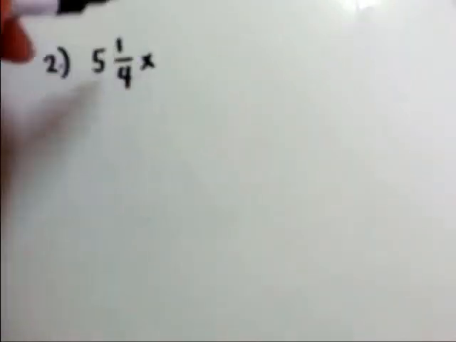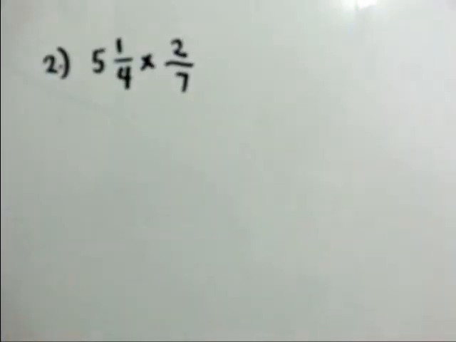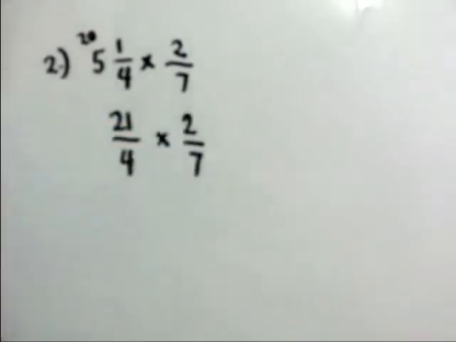Number 2. 5 and 1/4 times 2 over 7. We convert 5 and 1/4 to improper fraction. 4 times 5 equals 20. 20 plus 1 equals 21. We have 21 over 4. 21 over 4 times 2 over 7.